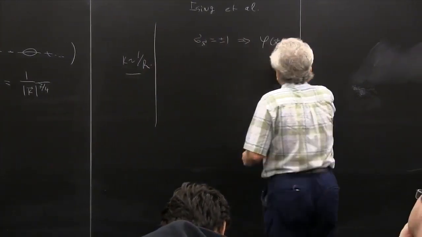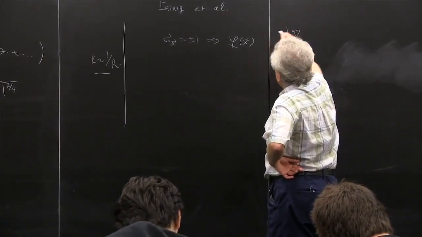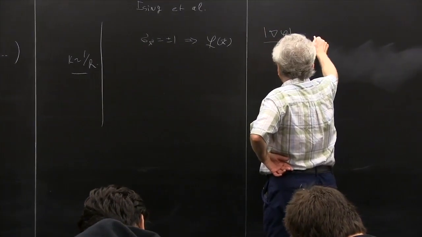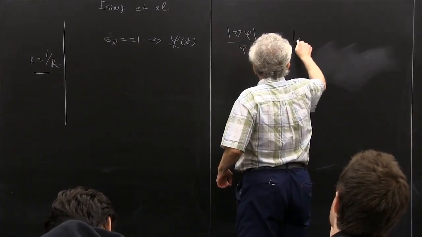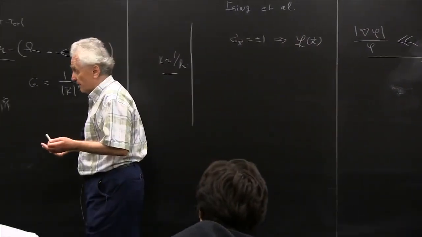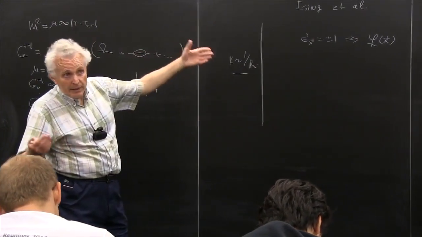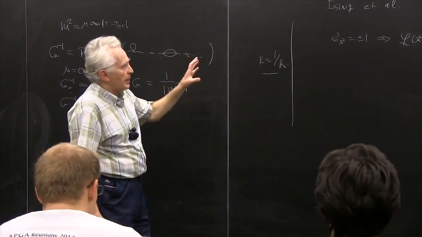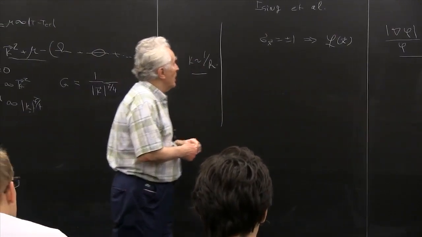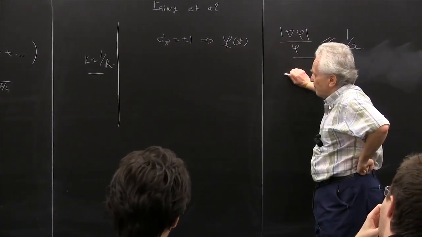Which means the criterion is something like this: it makes sense if the gradient of phi divided by phi is much smaller than 1 over a, where a is the lattice size, or the radius of interaction, if they're different. And that explains why in the Landau case you always deal with a minimal number of derivatives. You keep a minimal number of derivatives. Why do we need to introduce something more than that?